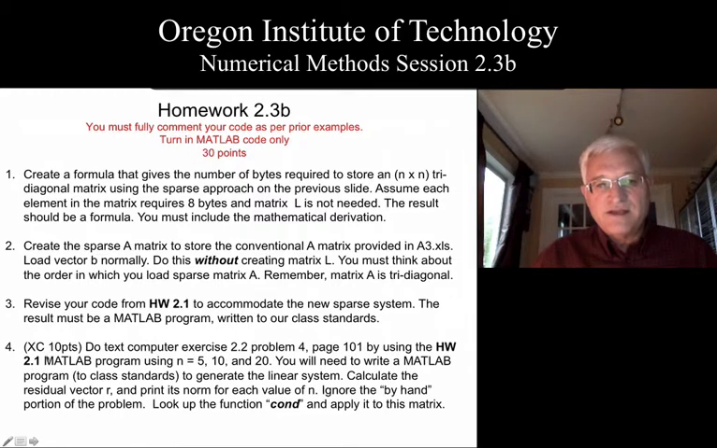In addition, if you'd like some extra credit for 10 points, go to Computer Exercise 2.2, go to Problem 4, it's on page 101 of your book, and by using the 2.1 MATLAB program that you already have, I want you to create the Hilbert matrix that we had at the beginning of the section, and I want you to do 3 of them. One should be a 5 by 5, one's a 10 by 10, and the last will be the 20 by 20.